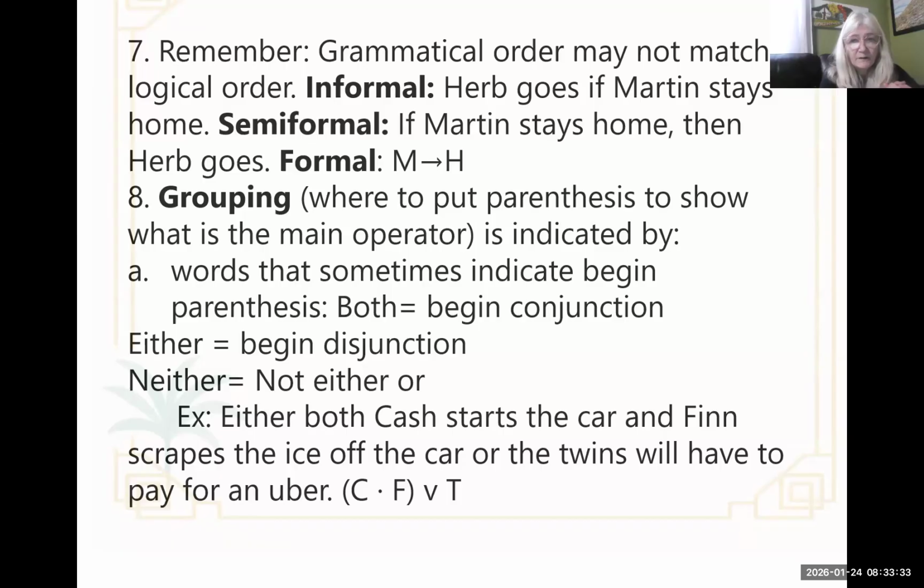For grouping, where to put parentheses to show what is the main operator, this is indicated by words that sometimes indicate begin parentheses, words like both for begin conjunction, either for begin disjunction, or neither, which means not either or. So here's an example. Either both Cash starts the car and Finn scrapes the ice off the car, or the twins will have to pay for an Uber. In this case, the either-or and the both give us the begin parentheses there for Cash and Finn together, and the or for the twins will have to pay for the Uber.